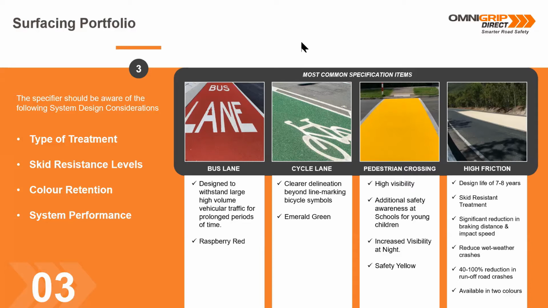The third item there is the pedestrian crossing. So these are traditionally installed outside schools, and they provide high visibility, the additional safety awareness for young children, particularly in an area where you have a lot of dense traffic in spurts and blocks of time. And they also increase the visibility at night by being really, really bright.